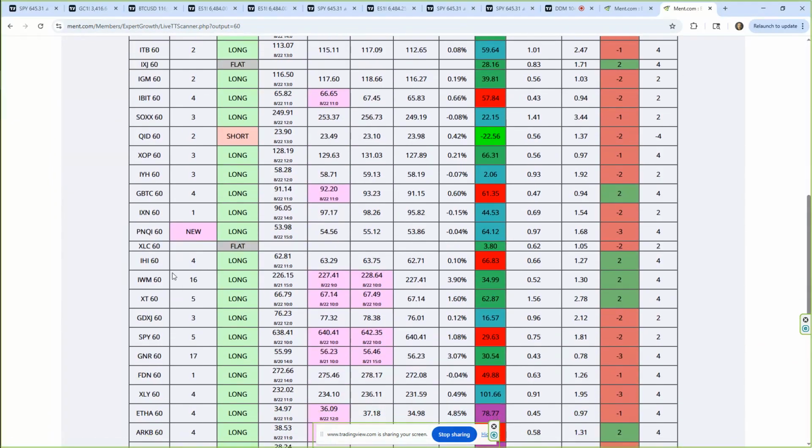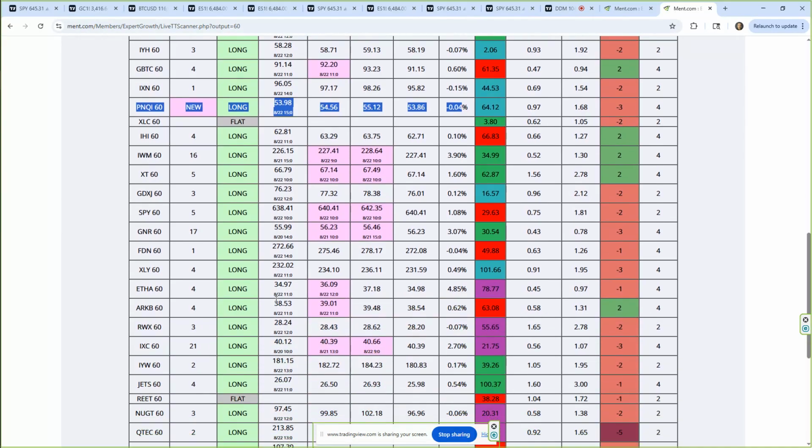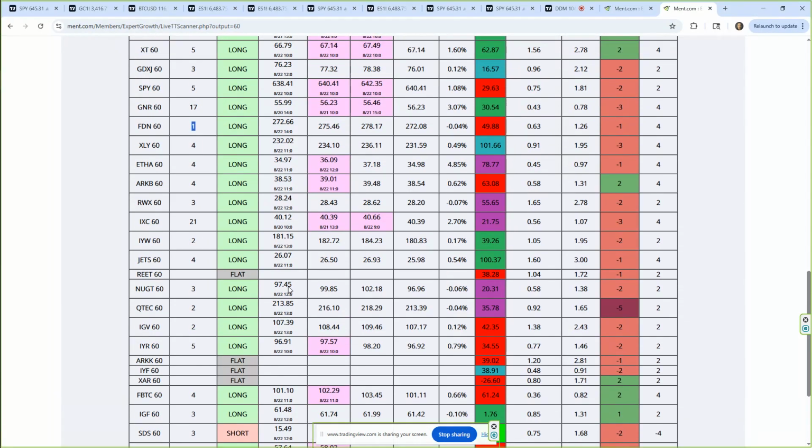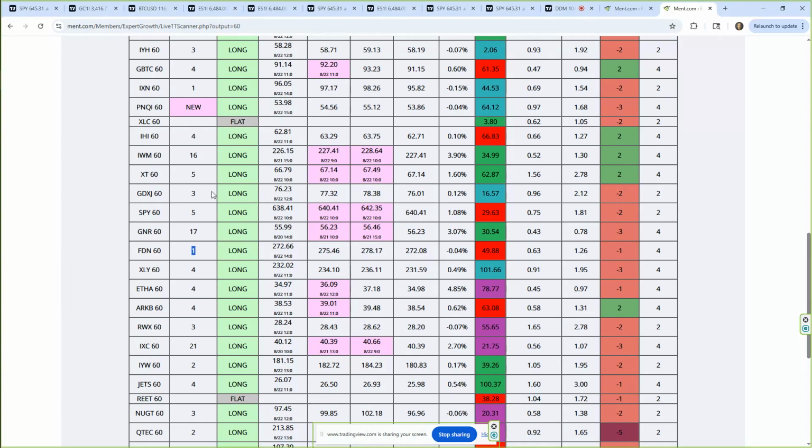So we have a new trigger here in PNQI, long trigger. The newest ones are going to be these twos or threes or ones. That's how many bars it's been in the trade. So as long as you get a three like this GDXJ, if this level was above 30, I'd say yeah, it's a great trade. Okay, so here, FTN long with thrust at 49.88, I'd tell you that's a great trade.